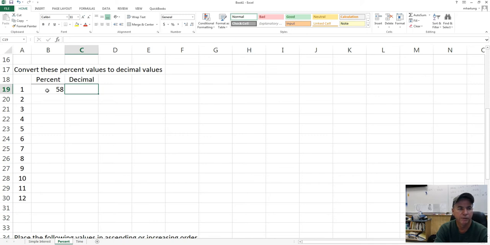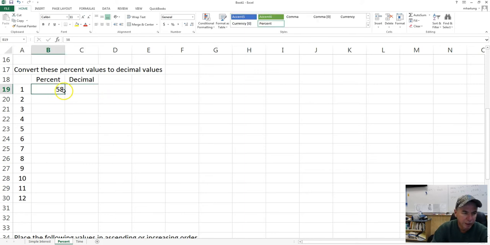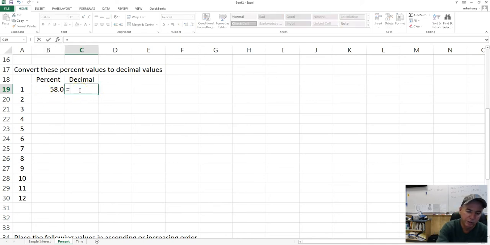So right now we're looking at 58.0. Remember that decimal point's there, even though you can't see it. In fact, if we wanted to, we could make it look like that. So now we need the decimal point to go two places to the left, the effect of that being division. So equal sign, there's our percent value divided by 100, and it should equal 0.58. And there it is. So dividing by 100 is going to move our decimal point two places to the left.